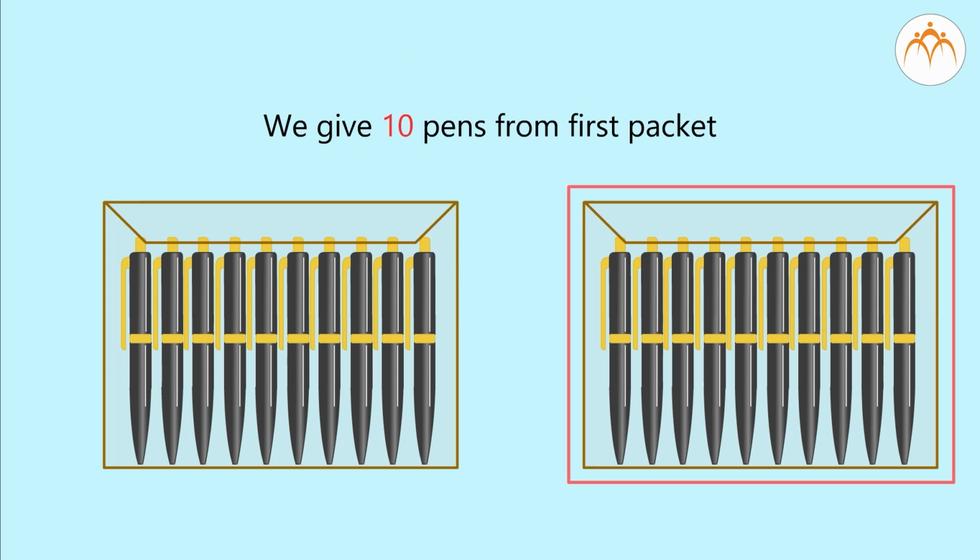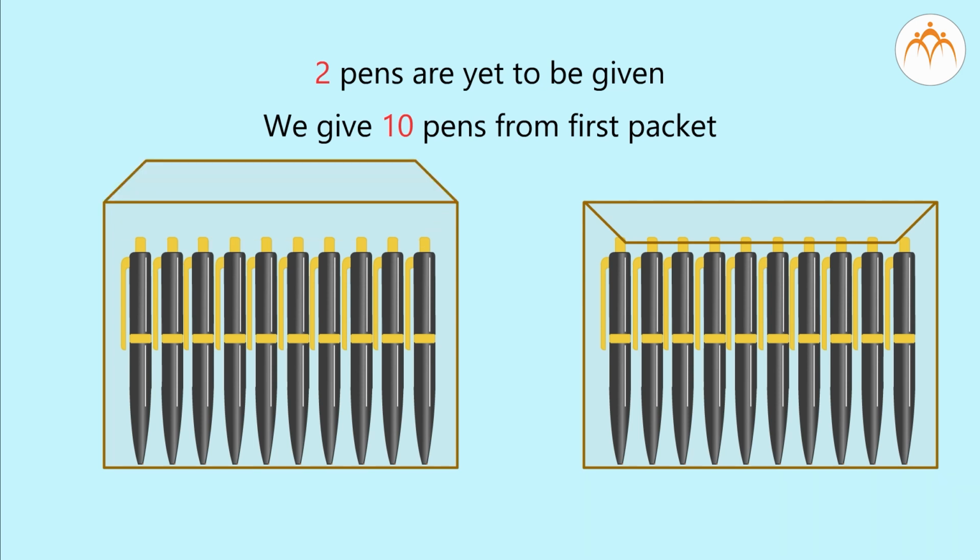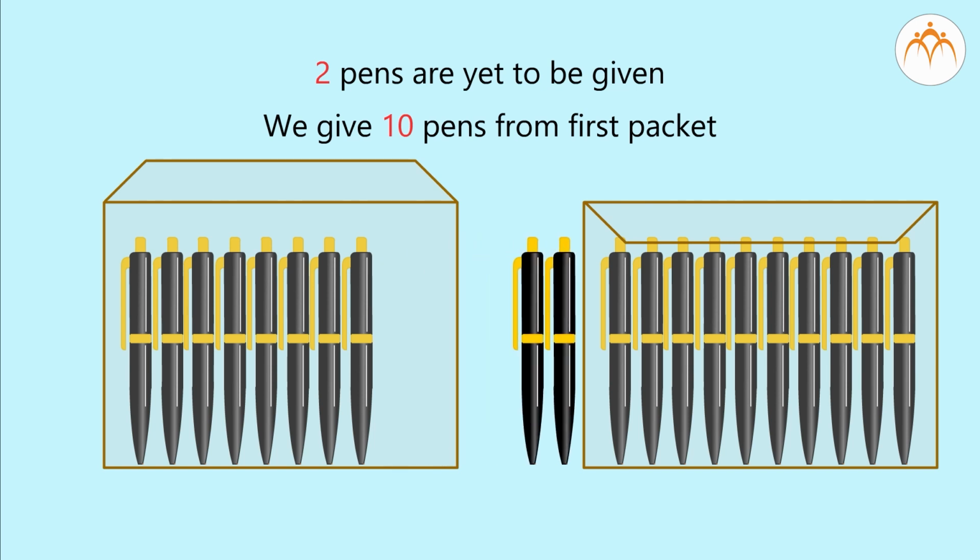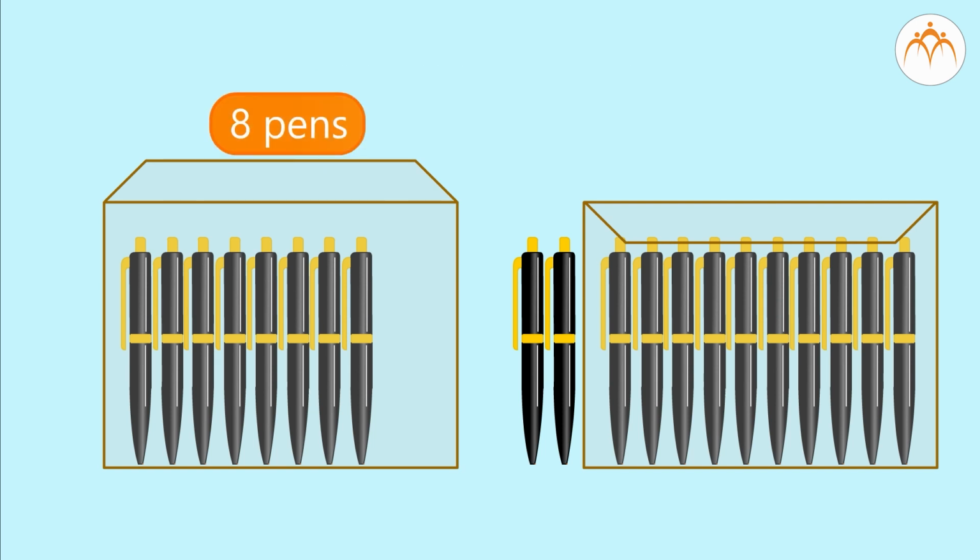We give 10 pens from the first packet, but then 2 pens are yet to be given to her. For that, we shall have to open the second packet and take out 2 pens. Now take out 2 pens out of it and there are 8 pens remaining. Now how many pens are remaining in the second packet? 8 pens. If we have to show it in the mathematical form, this is how we will show.